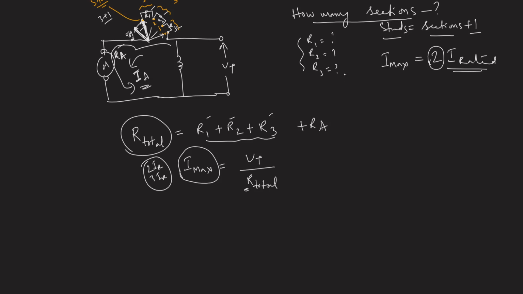Now at the moment I close the starter to stud 1, this will be the maximum current, which is given by Vt by R total, where R total is equal to R1 plus R2 plus R3 plus RA, the armature resistance. What are R1, R2, R3? These are section resistance values. They are not equal. R1 may not equal R2, R2 may not equal R3. So for the time being, I am just defining them as R1, R2, R3.